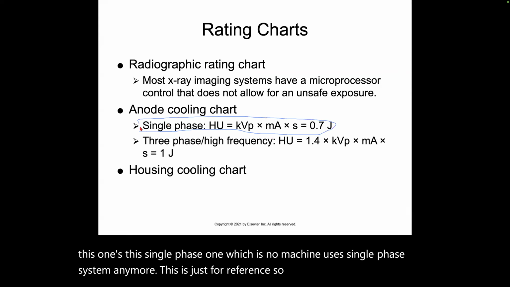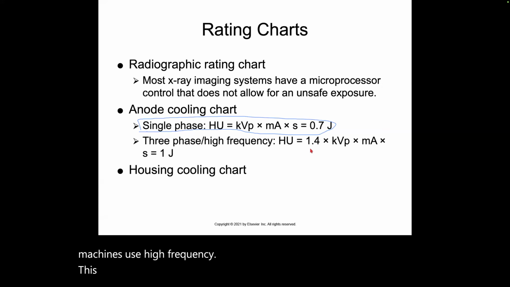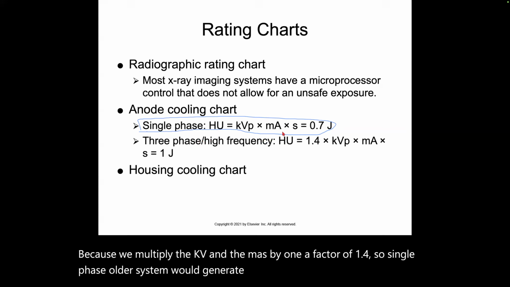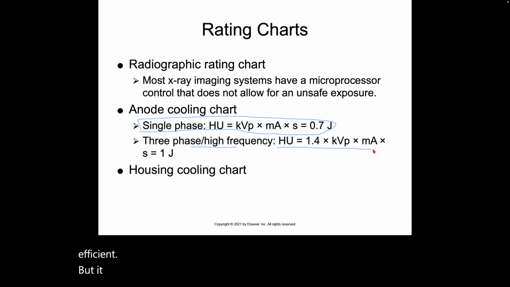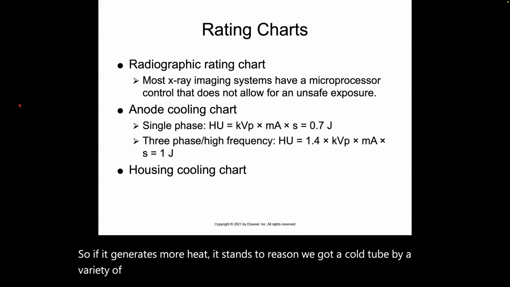So even though the current machines use high frequency, this formula shows you that it generates more heat because we multiply the kV and the mAs by a factor of 1.4. So a single phase older system would generate less heat, less efficient. This one's more efficient, but it generates more heat. So if it generates more heat, it stands to reason we gotta cool the tube by a variety of ways, right?